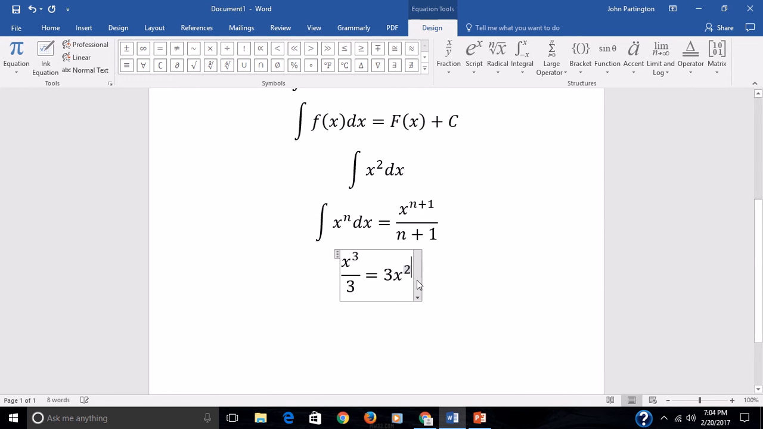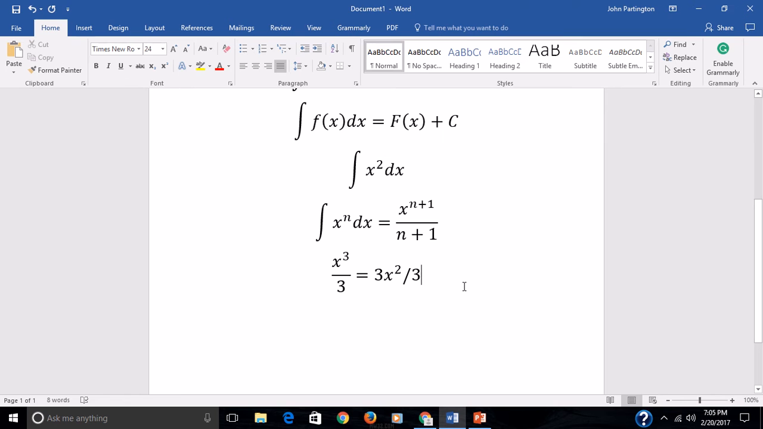3x squared is going to be 3x squared over 3, and the 3's are going to divide out. So we're going to be left with x squared. So that's the logic behind that. The rest of this is memorization.